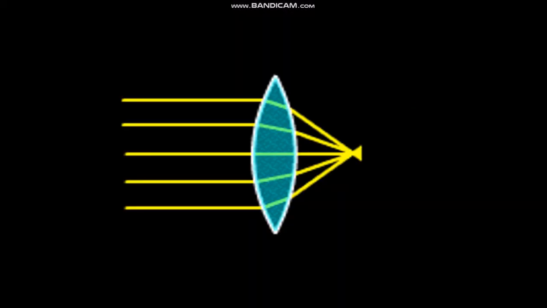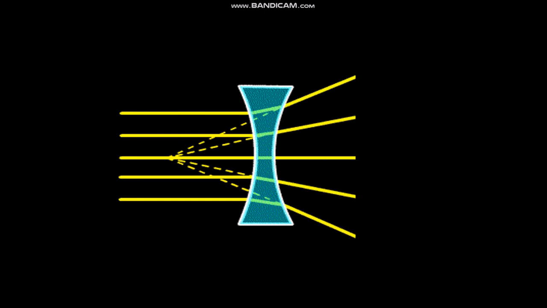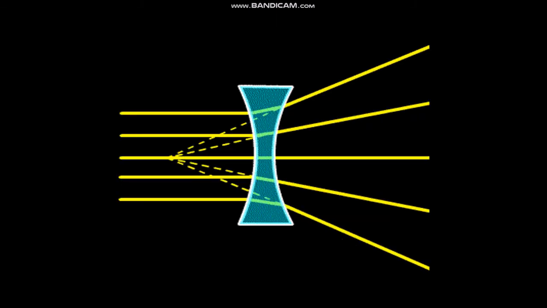Here you can observe the phenomenon of convergence of the convex lens. You can see a parallel beam of light falling on the lens, which after refracting through the lens meets at a point. That means it converges. Similarly, here you can observe the diverging action of the concave lens. A parallel beam of light, when it falls on it, moves away and appears to come from a point. So this is the diverging action of the concave lens.